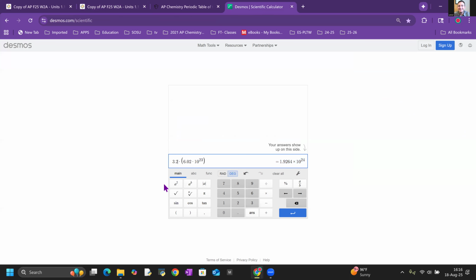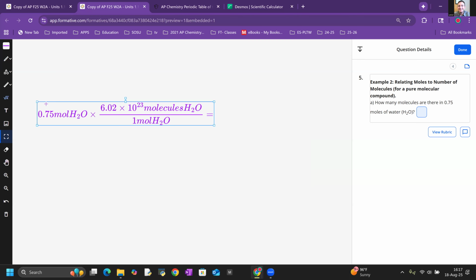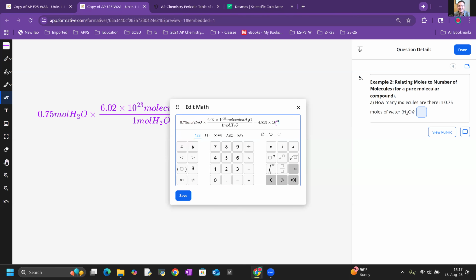Here we said 3.2. We'll just put in 0.75. And now we have a different number, 4.515 times 10 to the 23rd. So we'll go ahead and place that as our answer. Control V. And we should have 2 sig figs, so 4.5 times 10 to the 23rd. And this will be molecules of H2O.